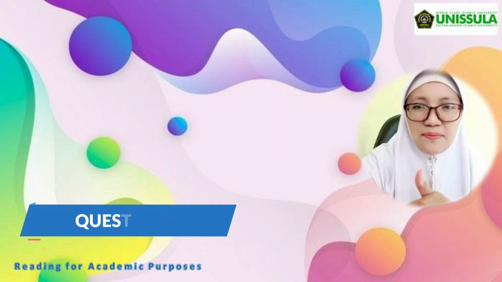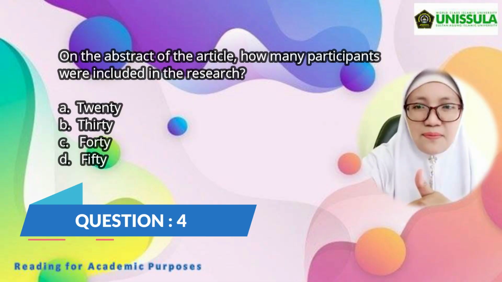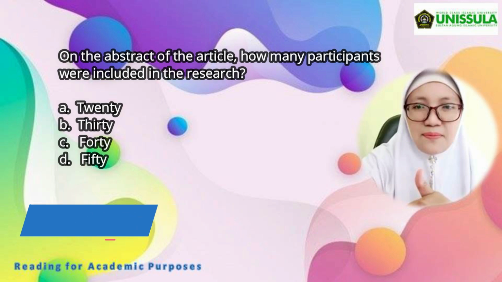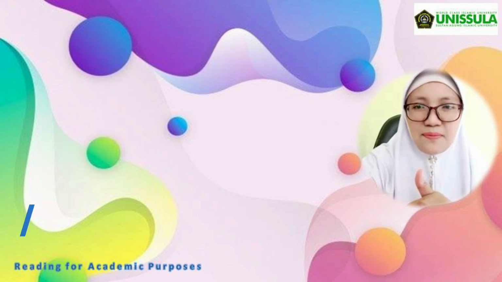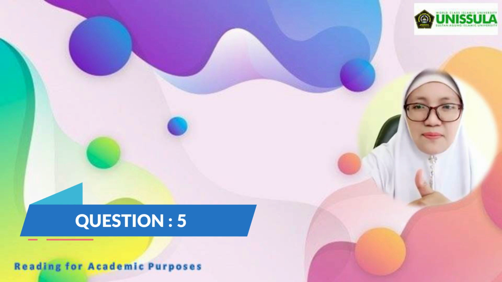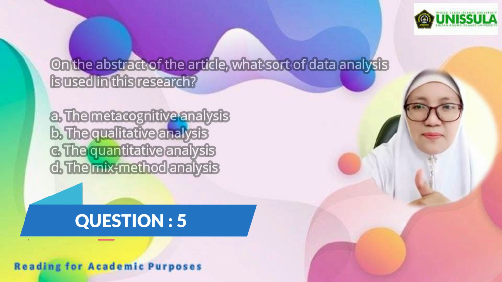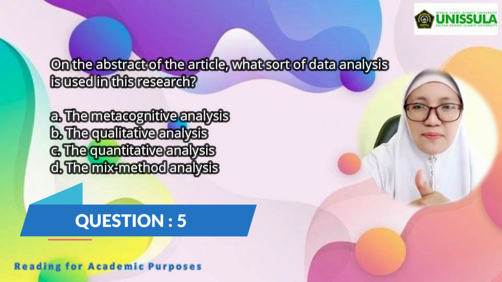Question number 4. On the abstract of the article, how many participants were included in the research? A, 20. B, 30. C, 40. And D, 50. Question number 5. On the abstract of the article, what sorts of data analysis is used in this research?